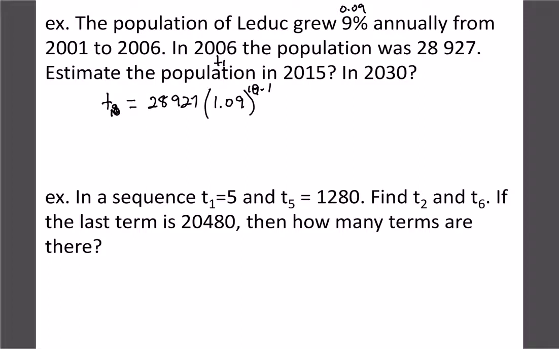So go 28,927 times 1.09 to the power of 9, and that gives us 62,826, rounded off. So now if we wanted to do 2030, the same thing. If we go 30 minus 6 is 24, but we want that extra term because we're starting with term 1 again. So in this case, we'd do term 25 and put the same numbers in, 28,927, 1.09 to the 25 minus 1, which would be 24. So let's try that on the calculator.